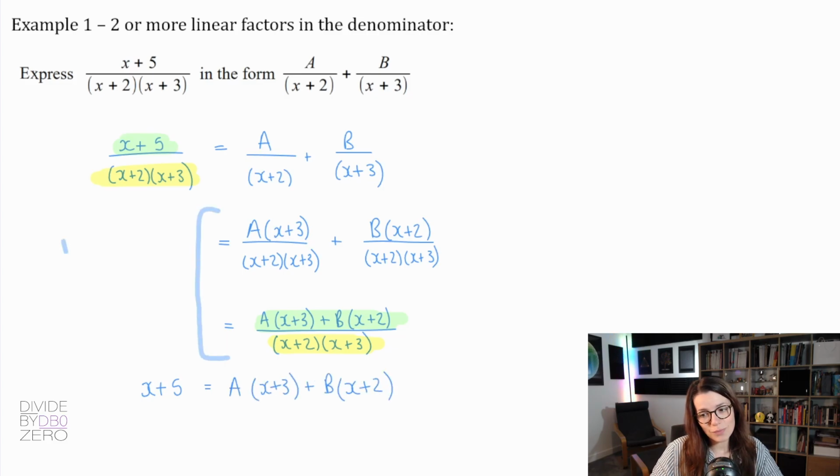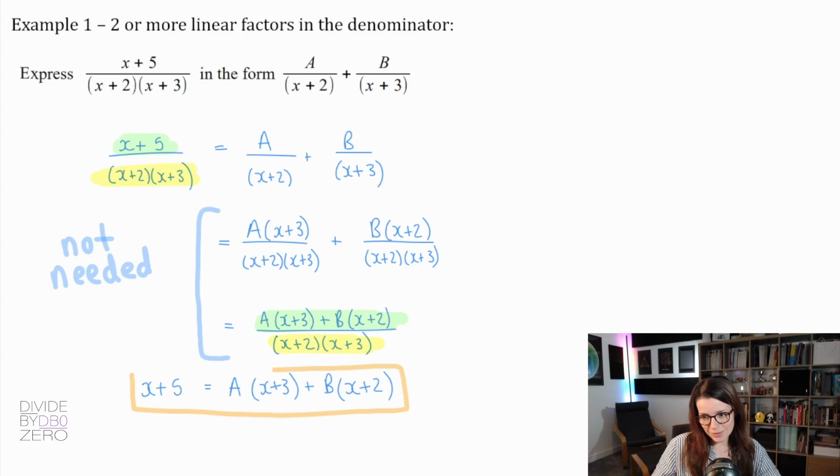Now all of this working out is actually not needed. You can shortcut straight to the line that says x plus 5 is equal to a(x plus 3) plus b(x plus 2). I just showed you that working out so you could see where it came from. This is what you need to write down. And now we know this, we can actually work out a and b.